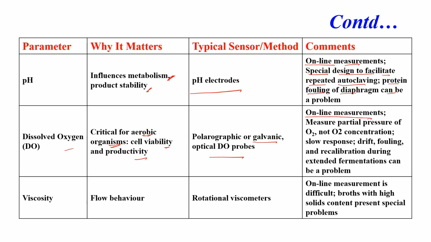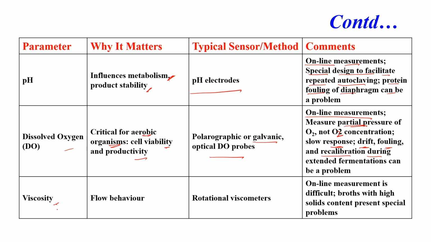Again, this is used for online measurement, and typically the partial pressure of oxygen is measured, not the oxygen concentration. The response is slow. So, there are some challenges like drift and fouling, and once there is a drift, one needs to go for recalibration.